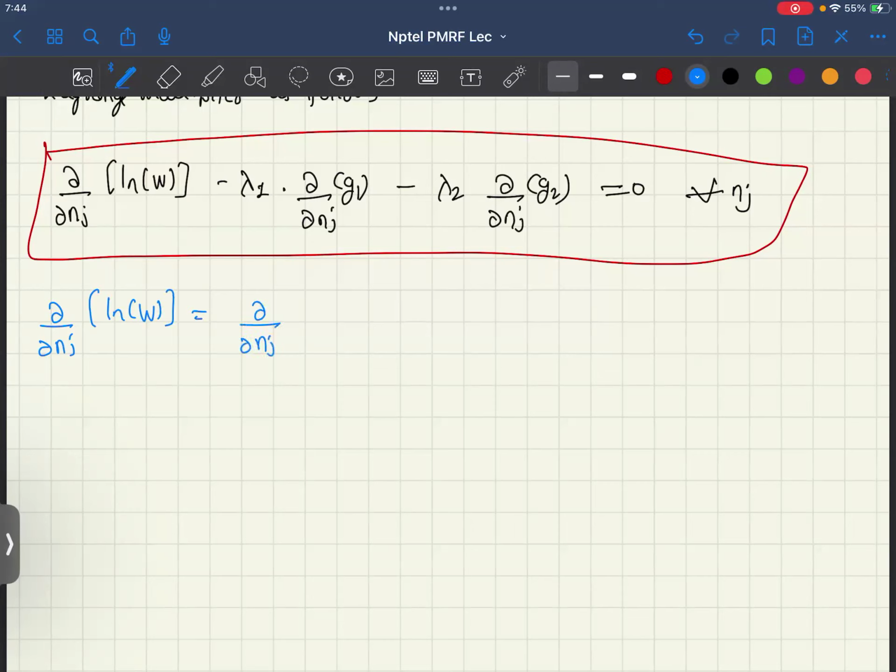Dou by dou nj of summation j is equal to 0 to m nj into ln of summation j is equal to 0 to m nj, minus summation j is equal to 0 to m nj into ln nj, right? Now here what we'll do is we'll apply the product rule, right?